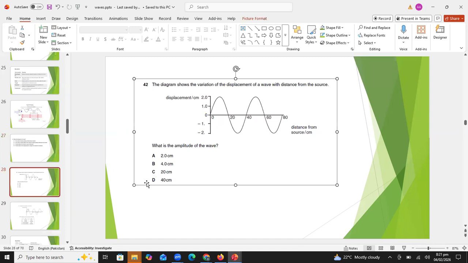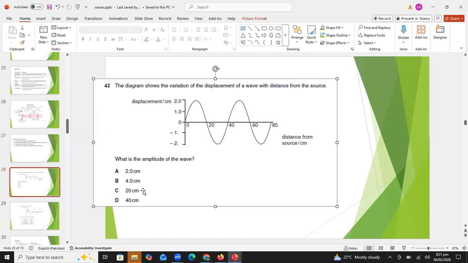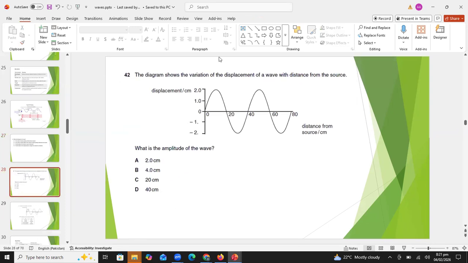You can see question number 42. In question number 42, they are saying the diagram shows the variation of the displacement of a wave with distance from the source. So now you can see on the x-axis, they have given us distance in centimeters, and on the y-axis, they have given us the displacement in centimeters. Well done, everyone. Well done, Ahmed, Hafsa, Zain. So now they are asking what is the amplitude of the wave. So what is the amplitude, beta?